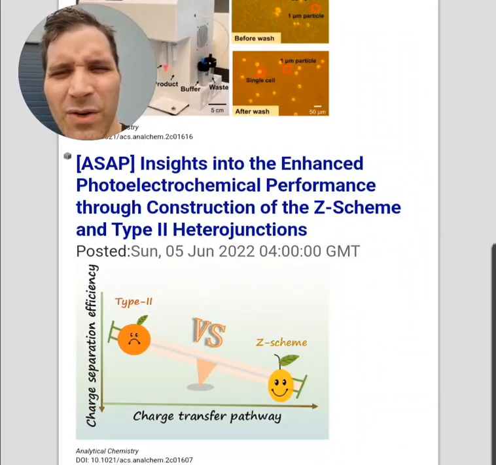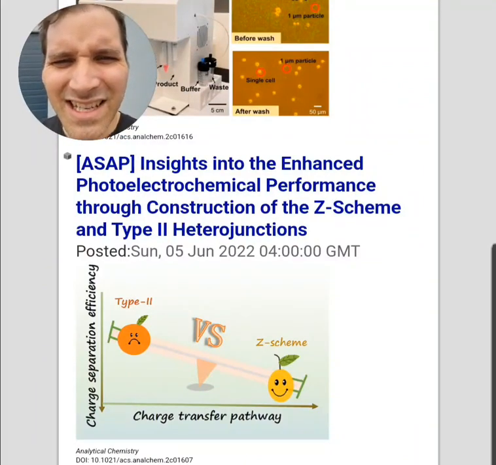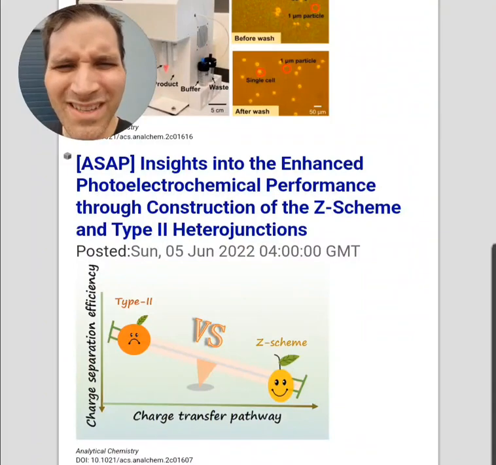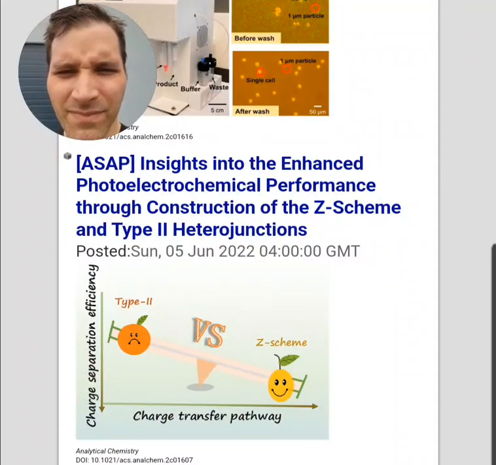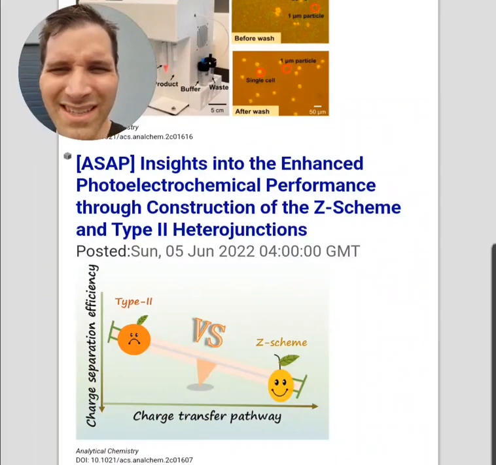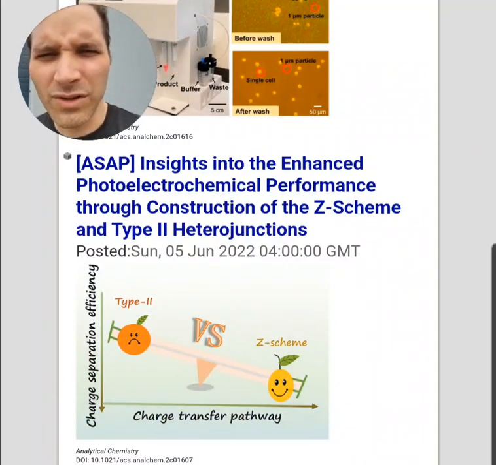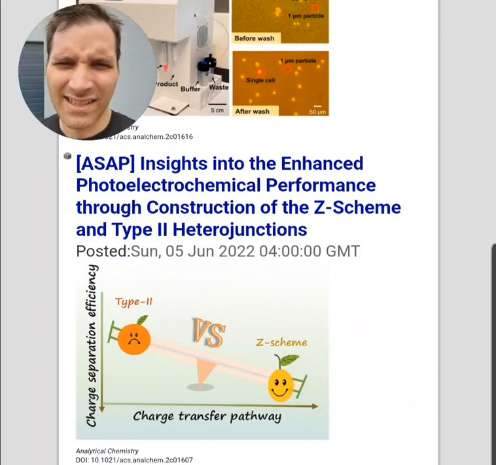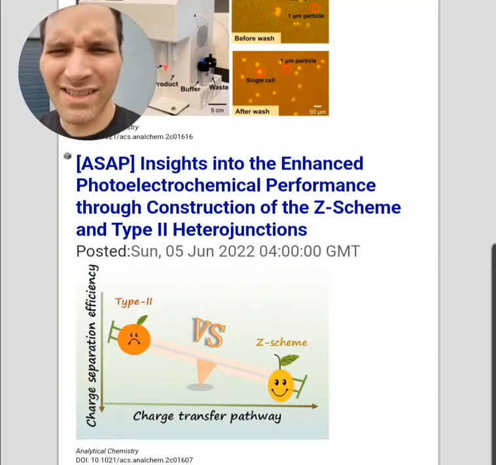Insights into the enhanced photoelectrochemical performance through construction of the Z scheme and type 2 heterojunctions. This seems a bit cryptic in my opinion. Insights into the enhanced photoelectrochemical performance of, I don't know, to be honest. Charge separation, type 2 and Z scheme. There's a charge transfer path. Well, you know what? So heterojunctions. So this is like in fuel cells or something like that. We talk about heterojunctions and photoelectrochemical effects.